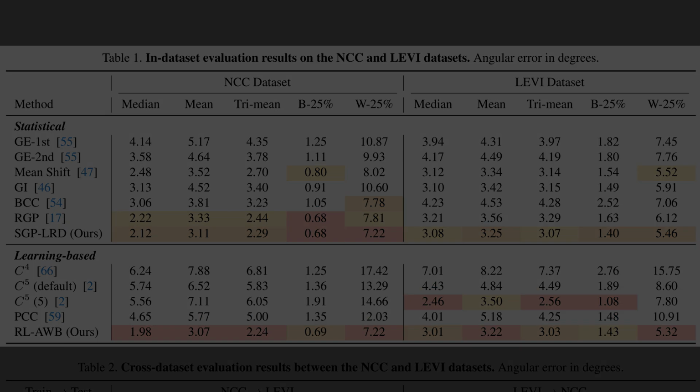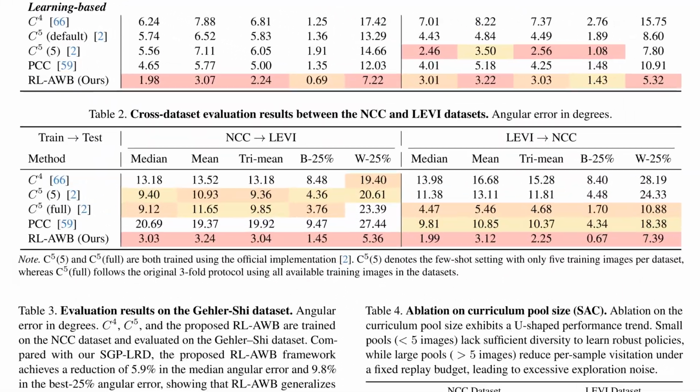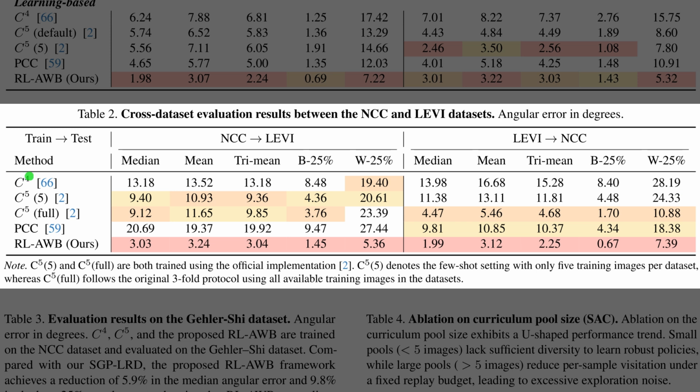While the previous results focused on familiar data, Table 2 challenges the models with cross-sensor generalization. Here, the left section displays results when training on NCC and testing on the unseen LEVI dataset. Most deep learning baselines struggle significantly in this scenario, often yielding errors above 9 degrees. However, the bottom row shows that RL-AWB maintains remarkable stability, achieving a median error of only 3.03 degrees. This robust performance continues on the right side, confirming that the framework learns physical illumination properties, rather than just overfitting to specific sensor characteristics.